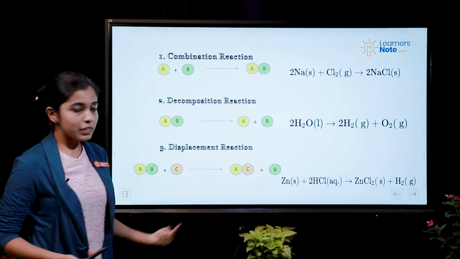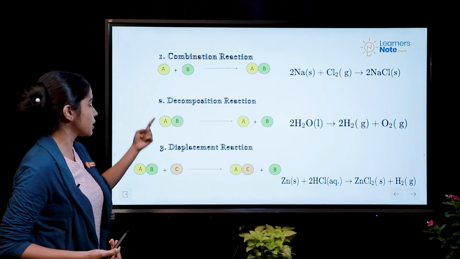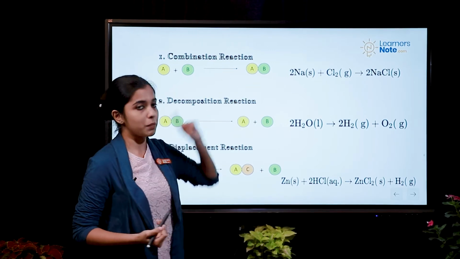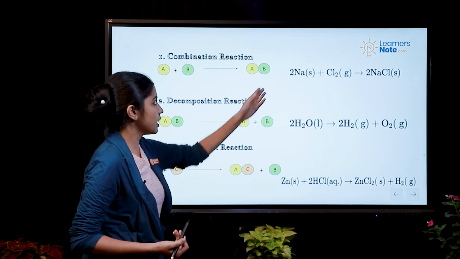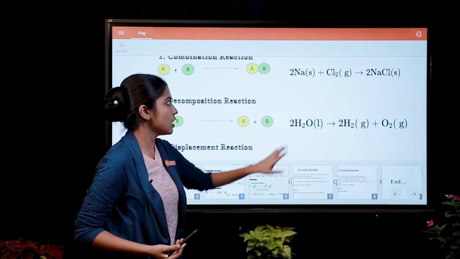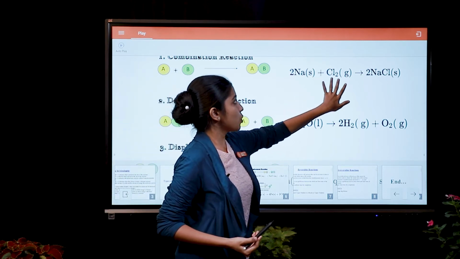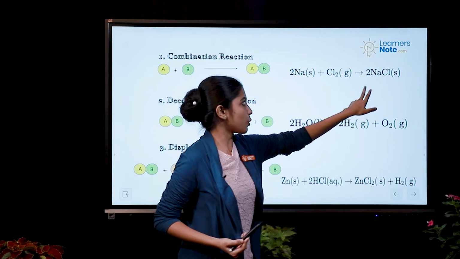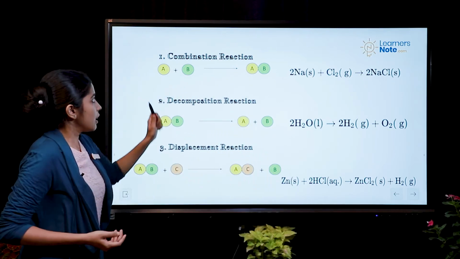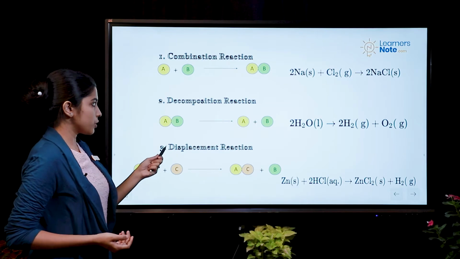A combination reaction can be defined as a process in which two or more reactants combine together to form a single product. You can see an example, Na and Cl2. So you have sodium solid and chlorine gas. These two combine together to form a single product, which is NaCl, your common salt that you use.